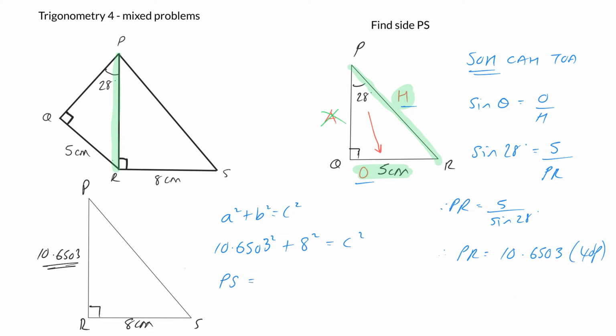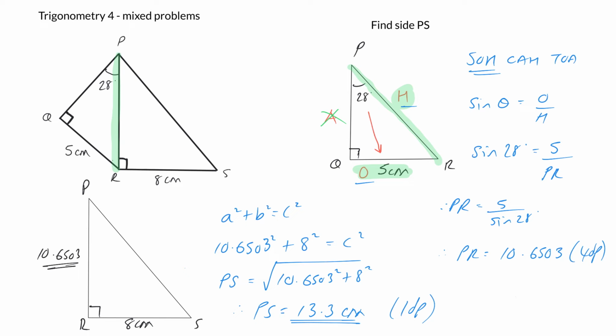So I've got PS is equal to the square root of 10.6503 squared plus 8 squared. Therefore, the length PS is equal to 13.3 centimetres to 1 dp.